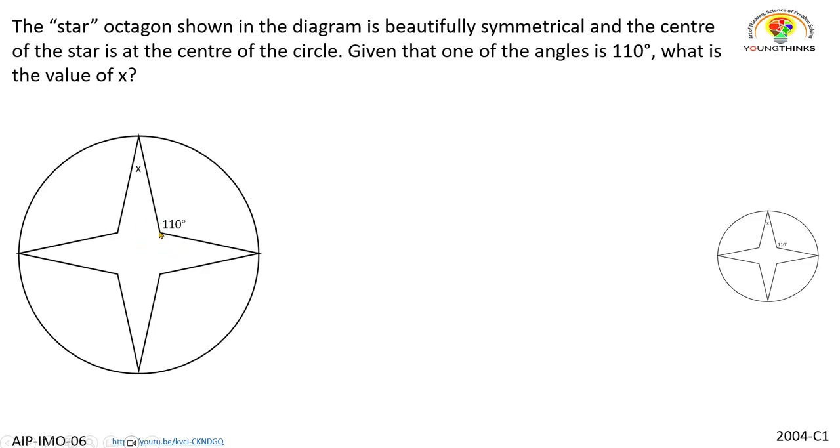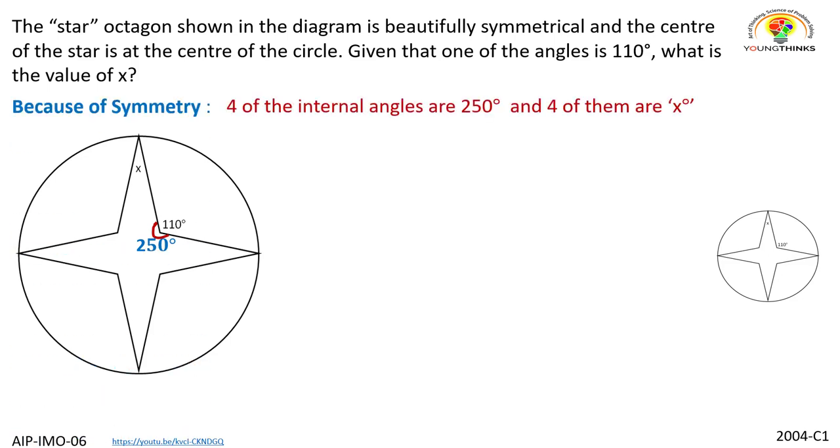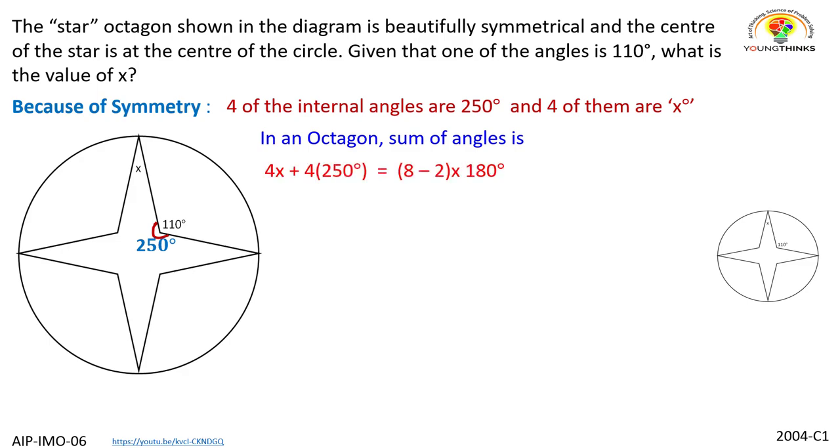Now, if this is 110, if you make a full circle around this point, you get 360. From 360, if I take 110 away, this portion is 250. Now, because of the basic inherent symmetry of this figure, you can put all these angles at x and 250 each. So this is x, this is x, this is x, this is x. This is 250, this is 250, this is 250, and that is 250.